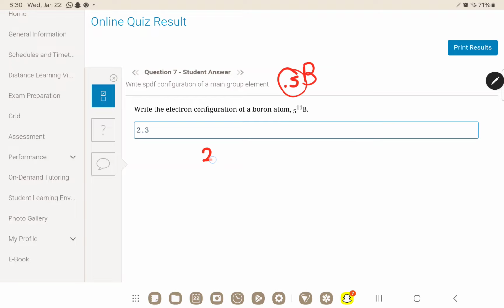We know that the first shell can only carry 2 and it has reached its maximum after 2. Second shell is going to carry whatever is left. And it has a max of 8. So if you have here 5 left, 5 minus 2 is 3, it works.